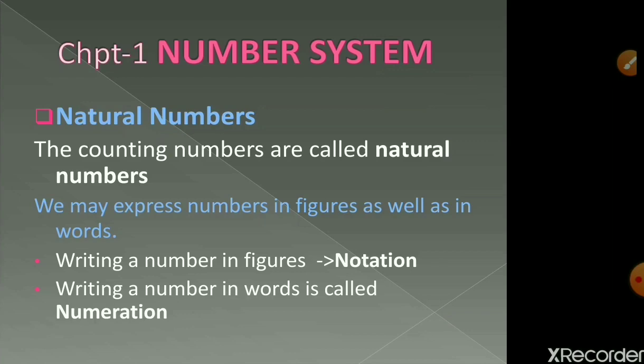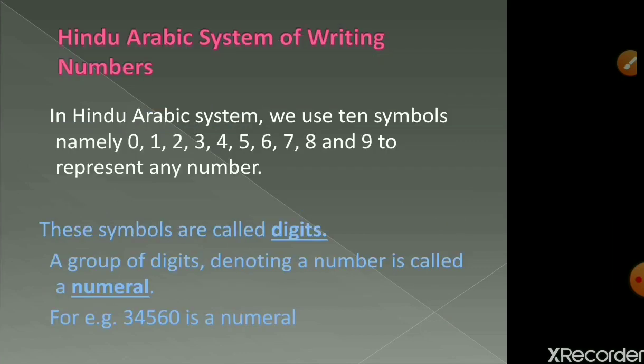Numbers can be expressed in figures as well as in words. When we are writing a number in figures, it's known as notation, and writing a number in words is called numeration. Hindu-Arabic system of writing numbers. So in Hindu-Arabic system, there are 10 symbols used, that is from 0 to 9, to represent a number. And each symbol is known as a digit.